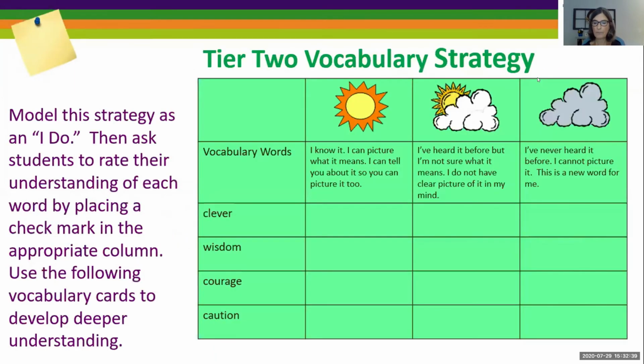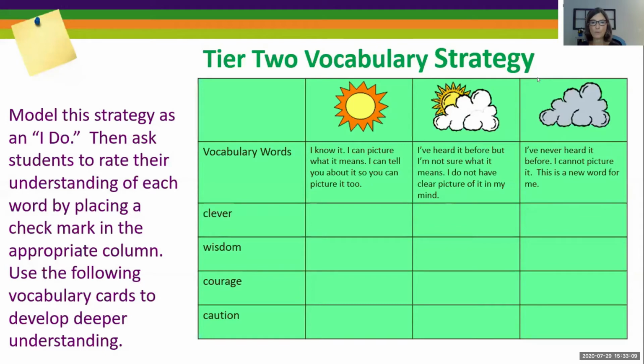Yeah. And this was presented in the second presentation we did. And this I would model as an I do. So you're going to ask the students to rate whether they know the word, they've heard it before but they're not sure what it means, or they have no clue what it is. You want to see where their thinking is. You want to make their thinking visible to them as well as to yourself. So they're going to rate themselves.